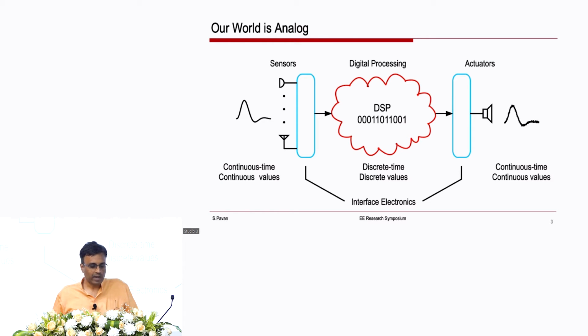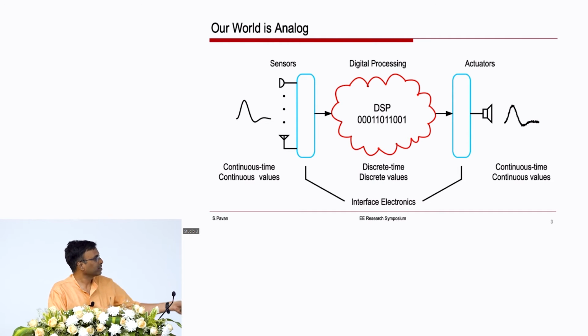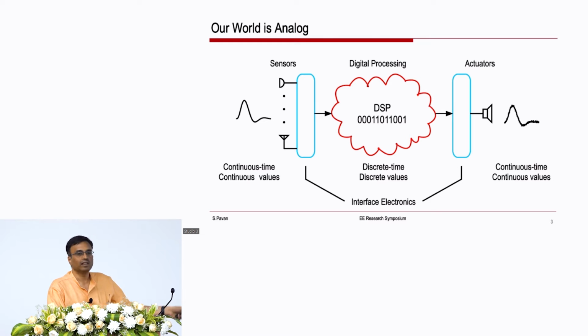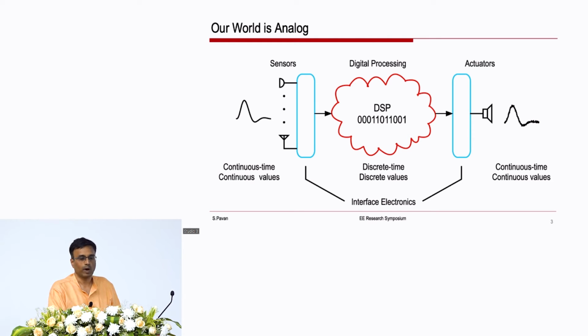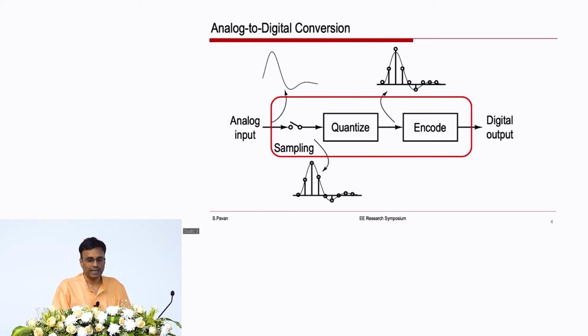So, our world is analog, as you all know, and analog signals are continuous both in time and value, but DSPs can only process signals that are discrete in time and value, and therefore, you need some interface electronics which takes a signal which is continuous in time and value and converts it into a digital signal. And that is the role played by analog to digital conversion.